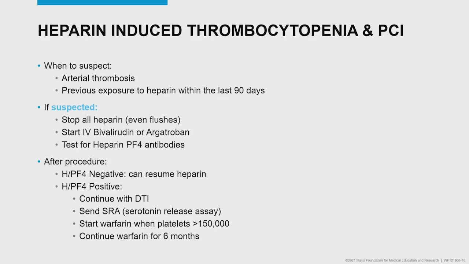Then after the procedure, if the heparin platelet factor 4 is negative, then you can resume heparin. If it's positive, you're going to continue with the DTI. You're going to send for an SRA or a platelet activation test, which is the confirmatory test. And you can start back on warfarin after the platelets are above 150,000. There's some data coming up on use of DOACs. Still the standard is warfarin, and we anticoagulate for 6 months, regardless of whether they had a clot or not.